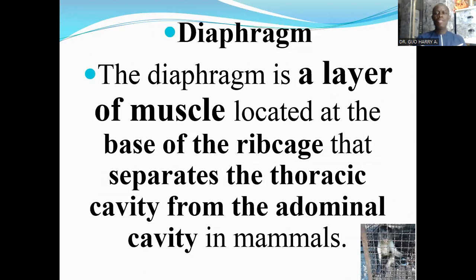Mammals are also unique in that they possess a diaphragm. The diaphragm is a layer of muscle located at the base of the rib cage that separates the thoracic cavity from the abdominal cavity in mammals. The thoracic cavity is the region around the chest, and the abdominal cavity is the abdomen. It separates the lower part of the ribs from the abdominal cavity that accommodates the stomach, the intestines, the liver, the pancreas, and other organs.